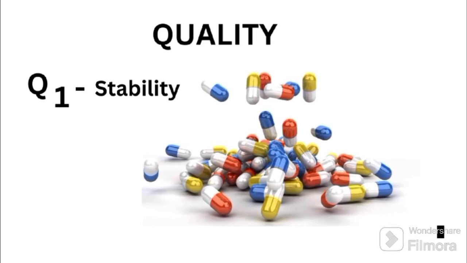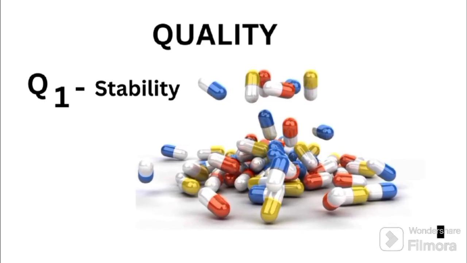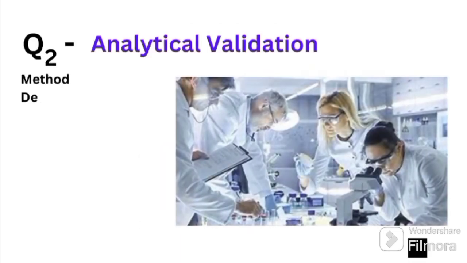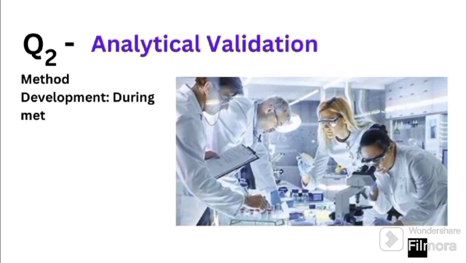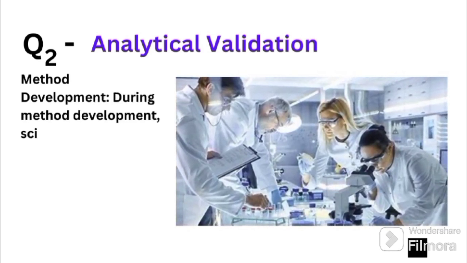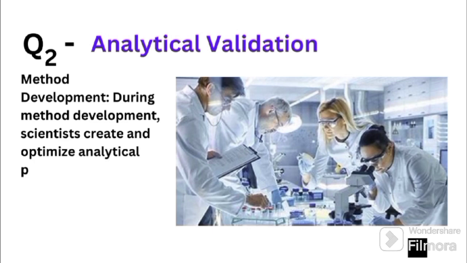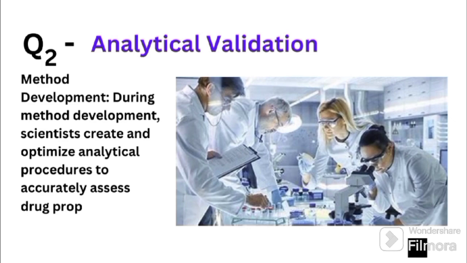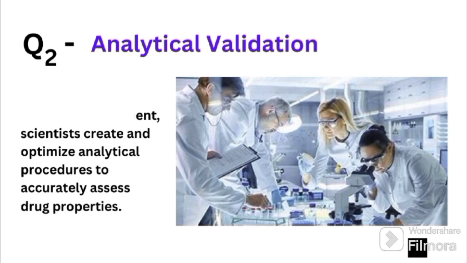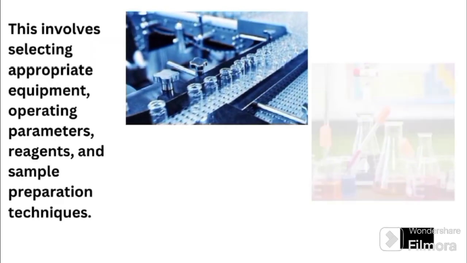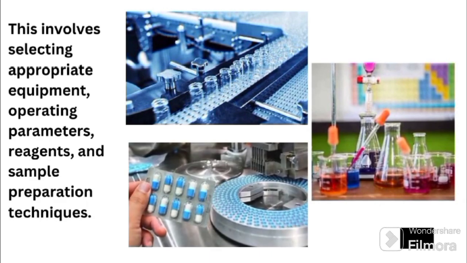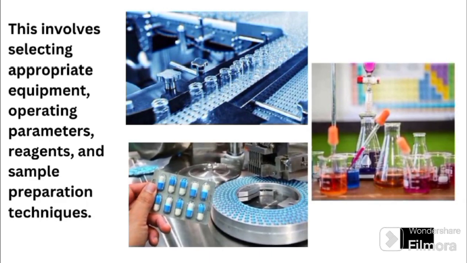Q1 mainly deals with the stability of the pharmaceutical products. Q2 analytical validation. During method development, the scientist or the formulator creates and optimizes the various analytical procedures in order to accurately assess the drug properties. This mainly involves selecting the appropriate equipment, operating parameters, reagents and sample preparation techniques.